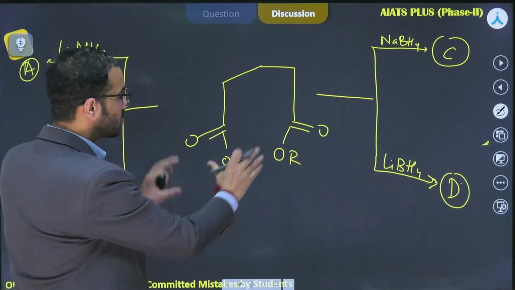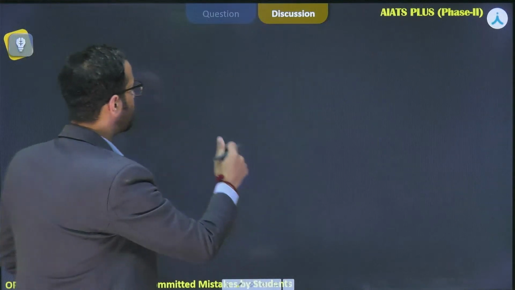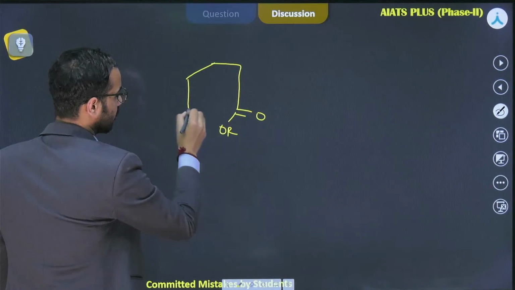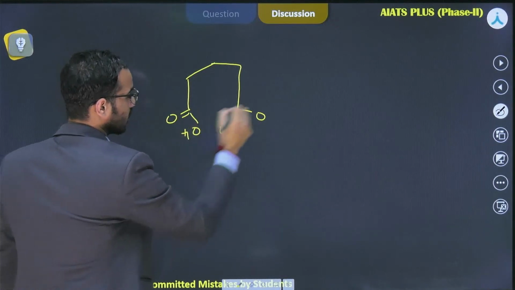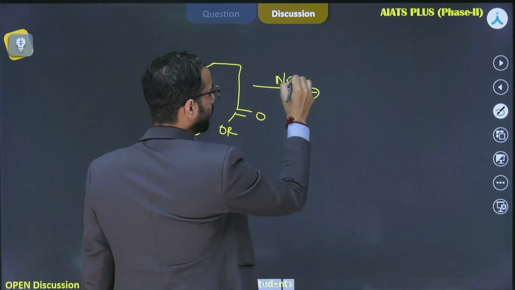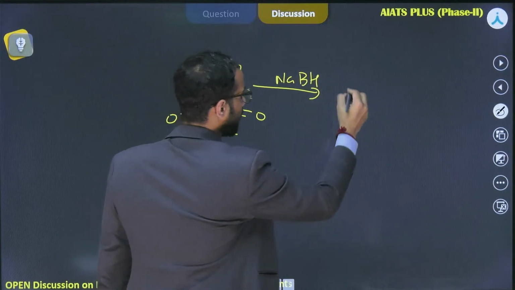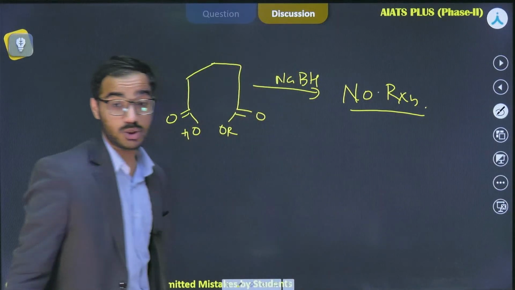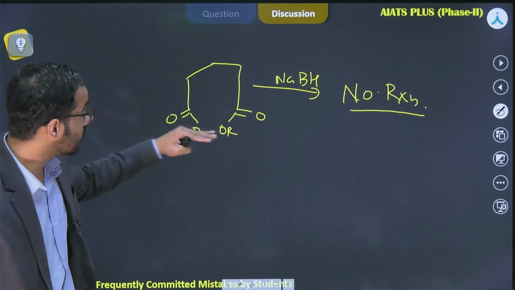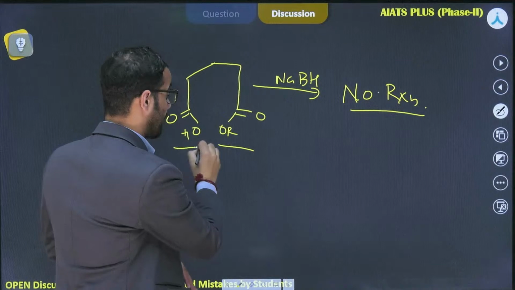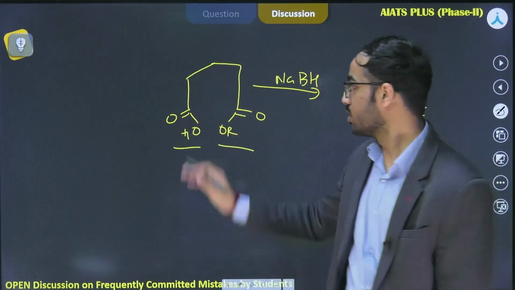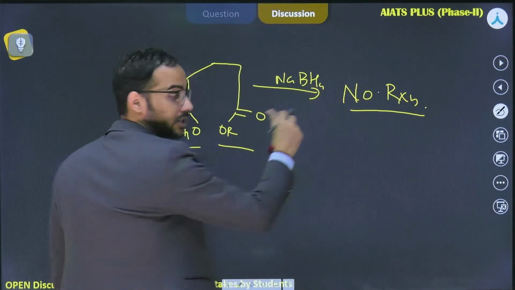Now here, if we are reacting with NaBH4, you are having this substrate. You are reacting with NaBH4, so no reaction will occur. Why is it so? Because both ester as well as acid will not be reacting with NaBH4. Okay, so NaBH4 will not be the case.